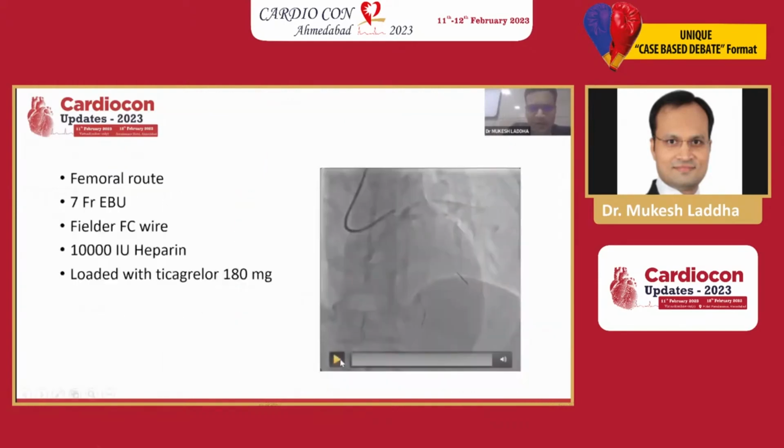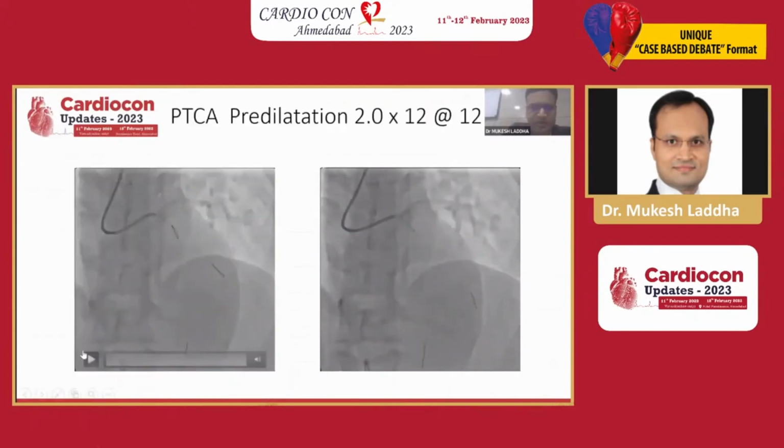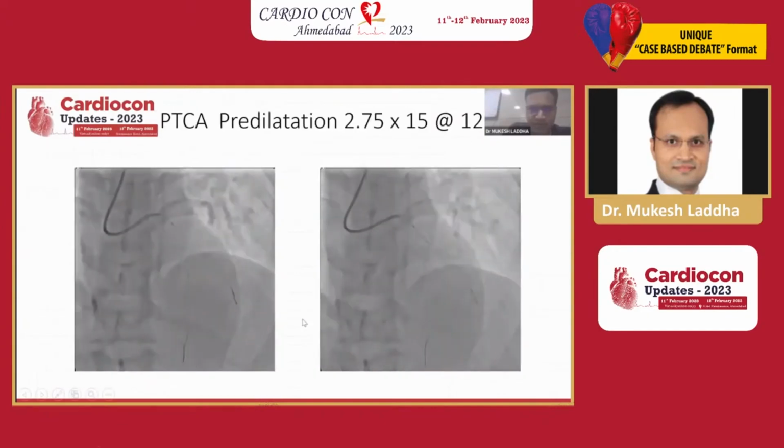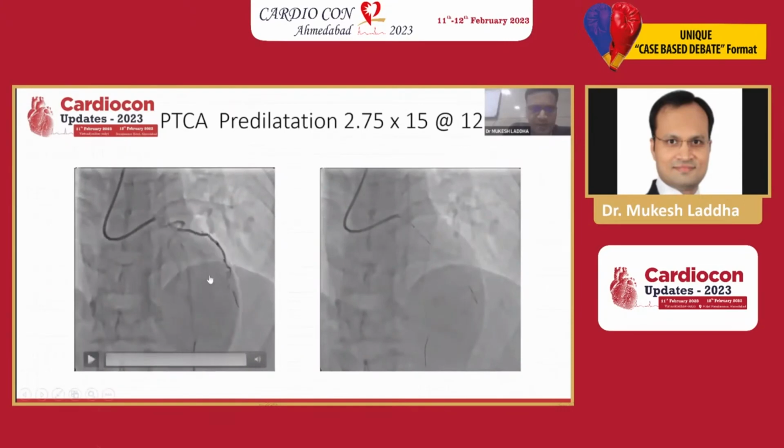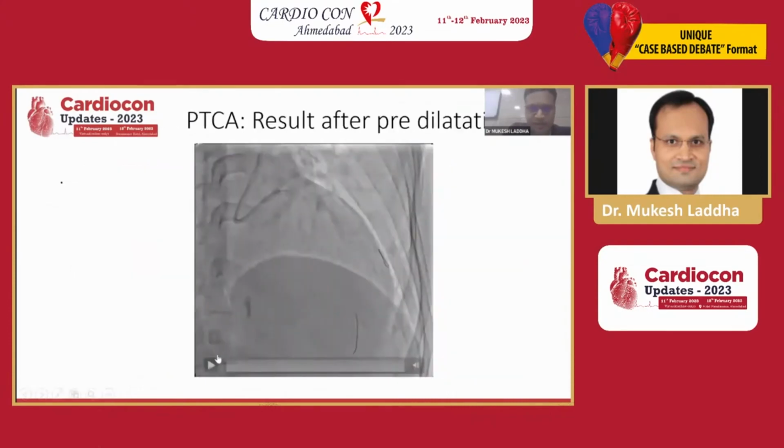Now I selected a femoral route and chose a 7 French EBU, with a Filter FC wire, and the patient was loaded with ticagrelor and heparin. Both were dilated with a balloon, LAD first, and after that the diagonal. And this is the pre-dilatation view, but you can see the diagonal ostium is not open yet. So I took a bigger balloon, 2.75 into 15, and opened the diagonal ostia well. This is the result after pre-dilatation of both the vessels.